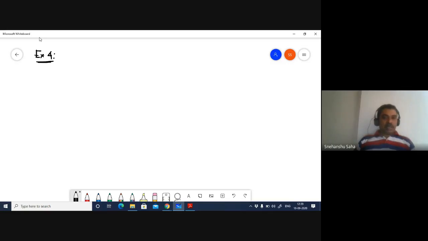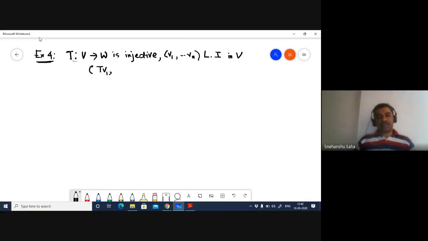Yeah. So here, let's say T is injective. And this set V1 through Vn is linearly independent in V. What else do we know? So what do you think of this set of vectors? Are these linearly independent in W?